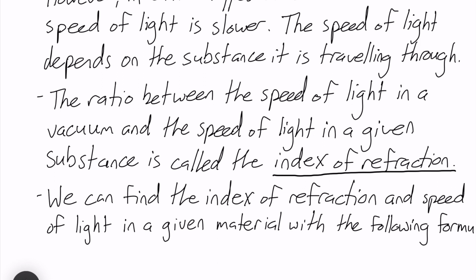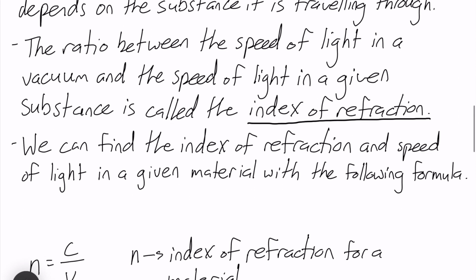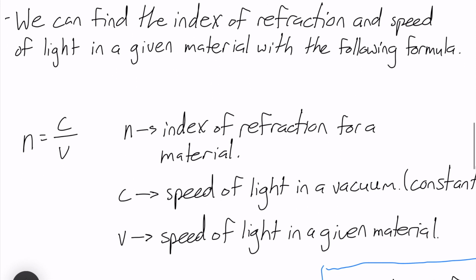And we can find the index of refraction and speed of light in a given material with the following formula. The formula that we're going to be working with today is just n equals c over v. You may remember from a past video, we've talked about moles, where we have c equals n over v. We need to separate these two formulas and not refer back to one another as we work with these, as these are totally different concepts.